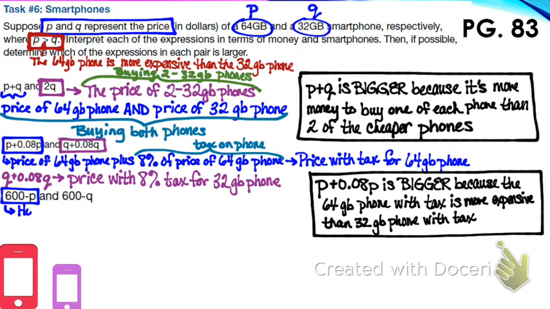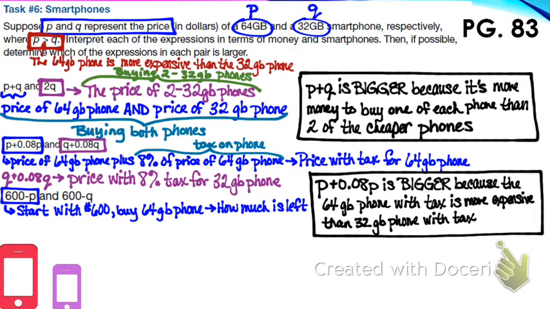So this would be, here, let me write out everything. You would start with $600. Then you'd buy the 64 gigabyte phone. So the expression tells me how much is left after buying the 64 gigabyte phone.